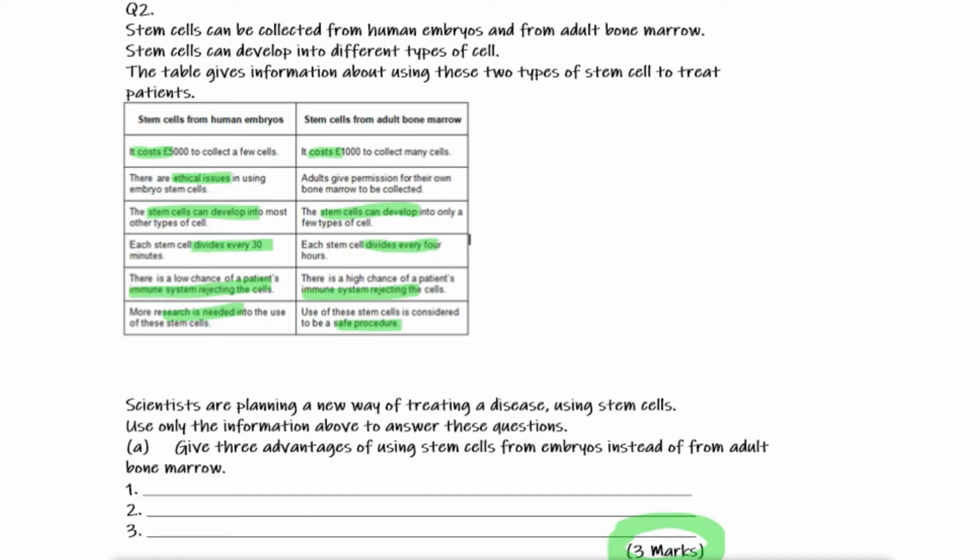The question starts with providing some information. It says stem cells can be collected from human embryos and from adult bone marrow. Stem cells can develop into different types of cells. The table gives information about using these two types of stem cells to treat patients. So the two types of stem cells are our human embryo and our adult bone marrow.